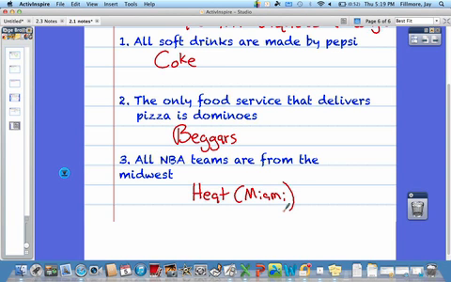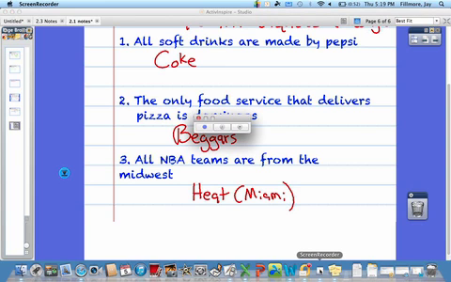They simply prove your statement to be false. That concludes section 2.1. Feel free to pause and rewind and look at anything else that you need to.